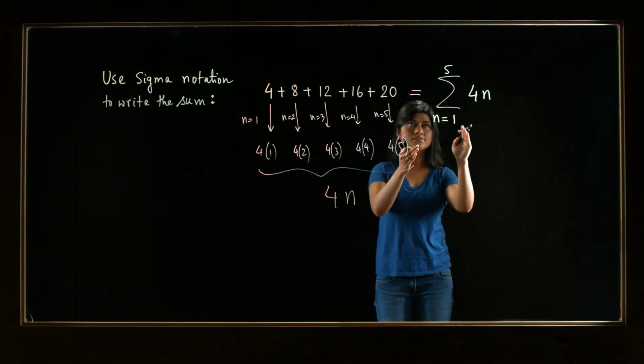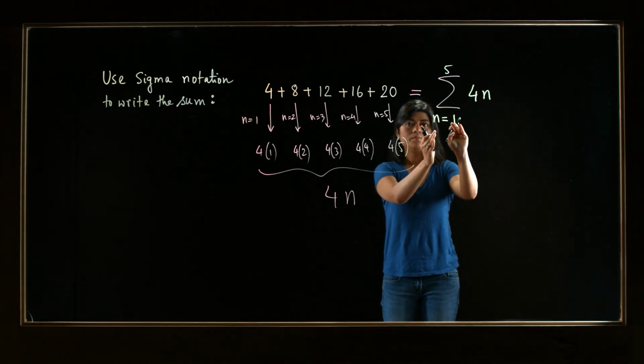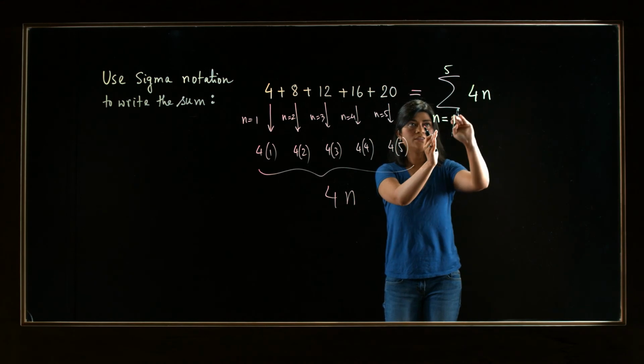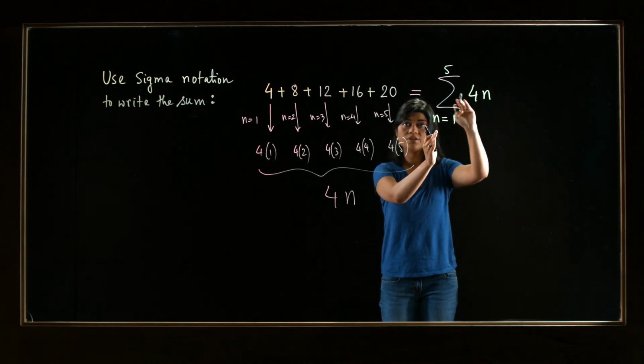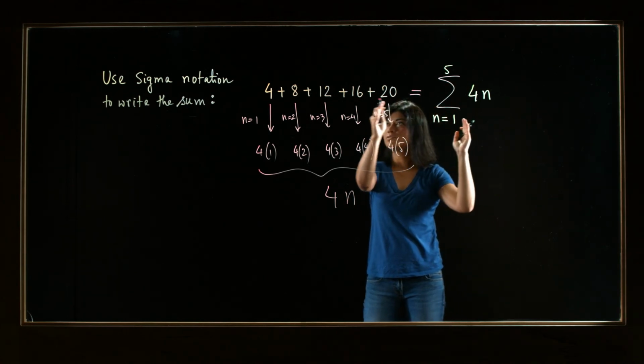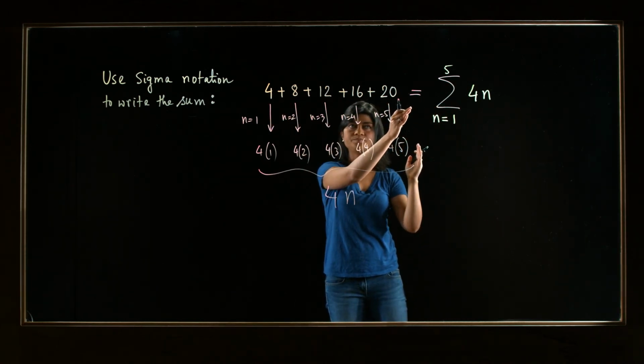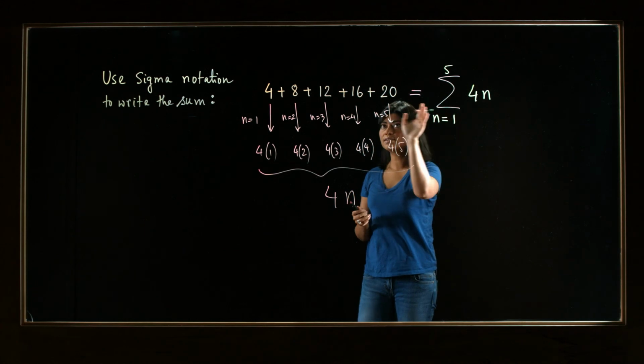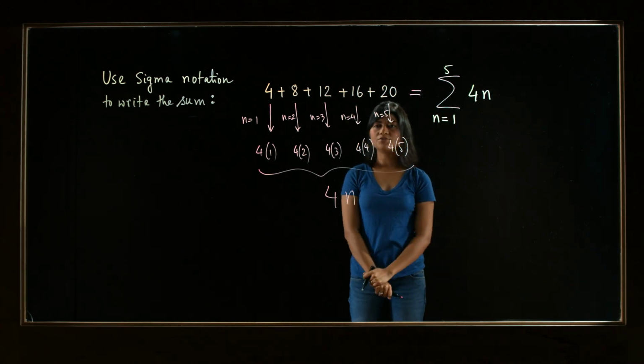So this means that we plug in n equals 1, then 2, then 3, then 4, then 5, and stop, and add all those numbers, which is exactly what's given to us. So this is how you represent this sum using the sigma notation.